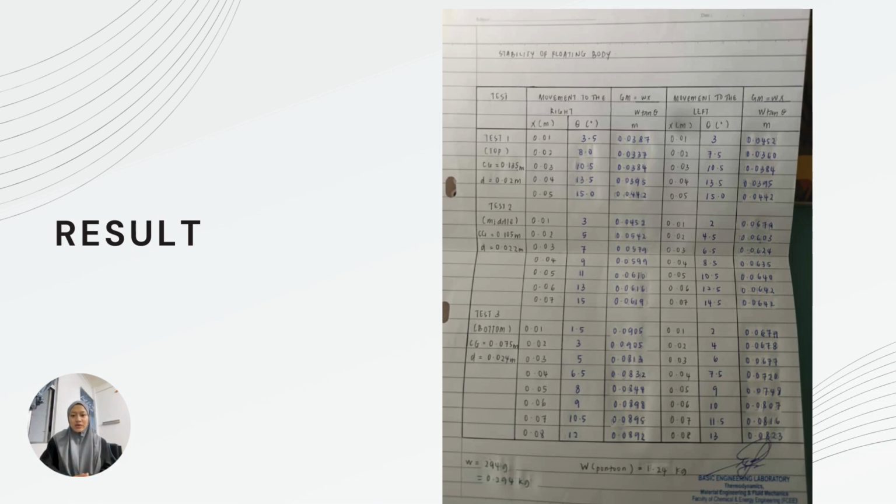Next, this is our result for this experiment on top, middle, and bottom. The horizontal weight is 0.294 kilogram, and the pontoon weight is 1.24 kilogram.